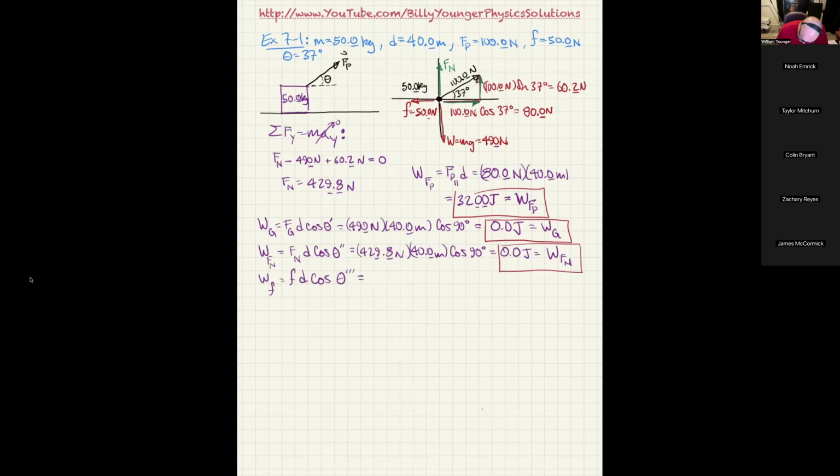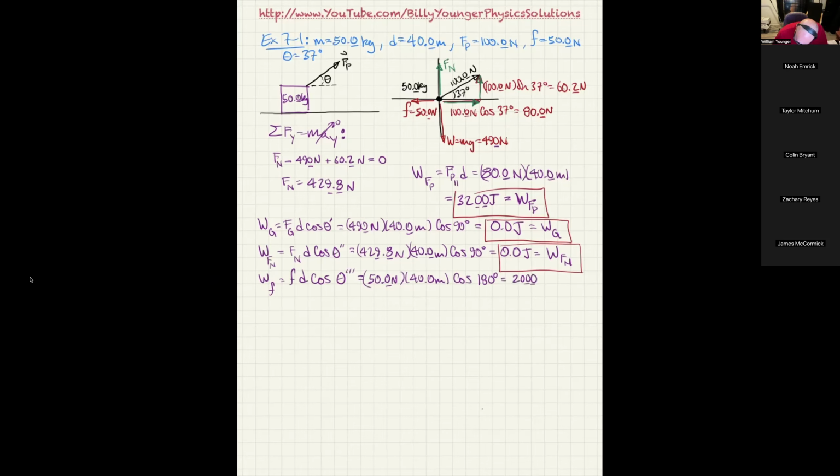So the friction force is going to be 50.0 newtons times 40.0 meters times the cosine of 180 degrees. Do you guys recall exactly what cosine of 180 degrees is? Negative 1. Excellent. Good job. So we're going to get basically 4 times 5 is 20, so this is going to be 2,000.